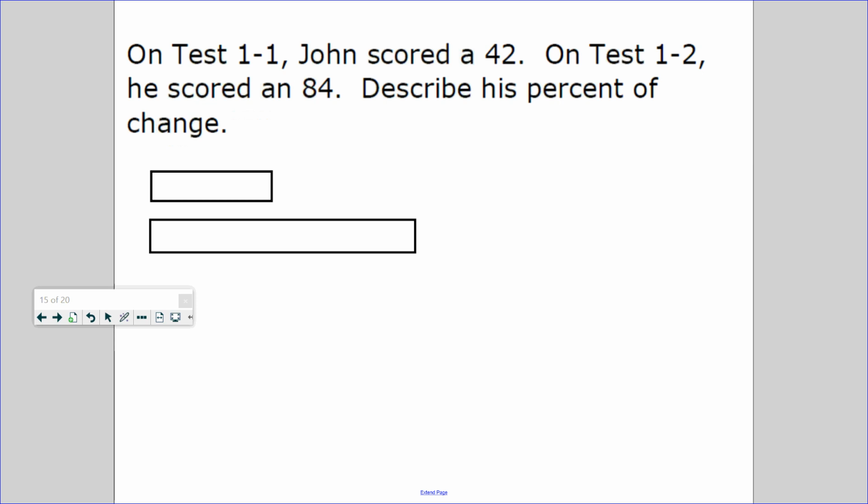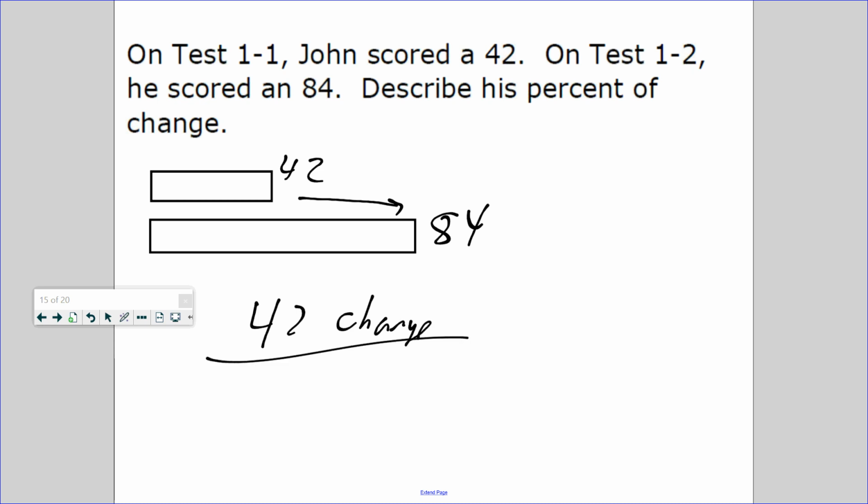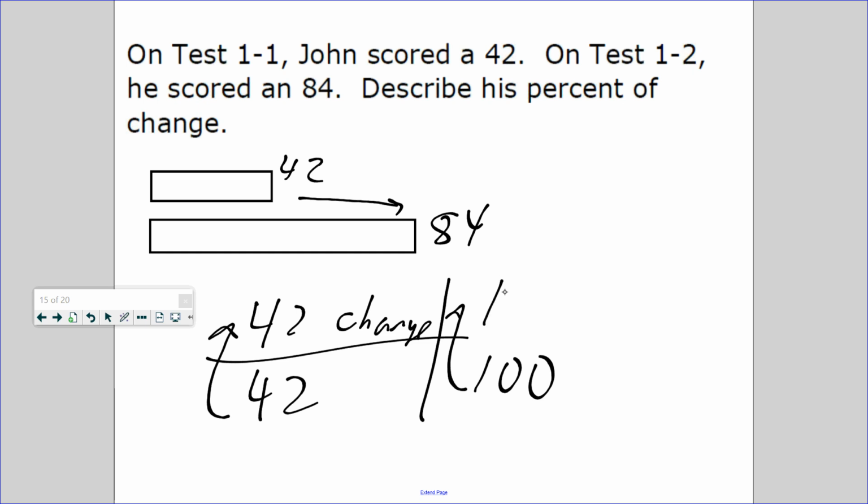Oh, I'm sorry, we have one last question. So John made a score of 42. On the second test, he got an 84. Describe his change, his percentage change. Well, first of all, he increased his grade. By how much? He increased his grade by 42 points. Out of, what was the original grade? 42. So 42 out of 42, how do you turn this to 100%? Divide by 1, divide by 1, 100% is the answer. And that is percent of increase and decrease.